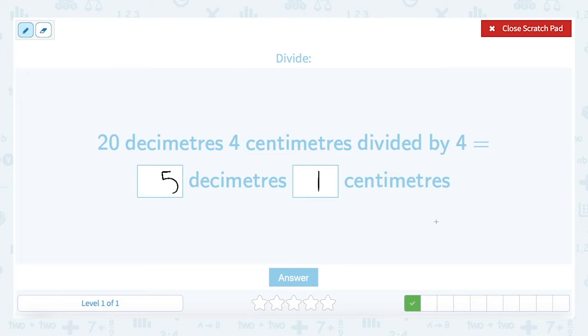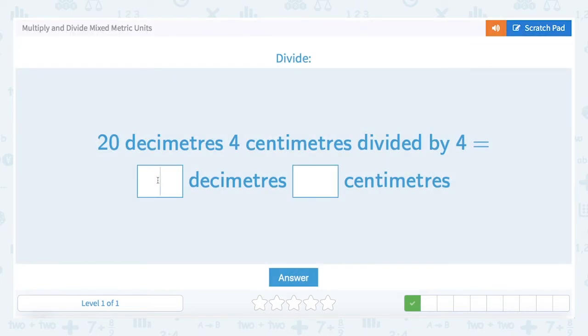Well, okay, let's think this through here. A centimeter is 1/100th of a meter. A decimeter is 1/10th of a meter. So that tells us that, yes, this 1 centimeter is much smaller. A single centimeter is much smaller than a single decimeter. So we don't have to do any other conversion here. So we're going to close this and put the 5 and the 1 in there. And sure enough, we have the right answer.